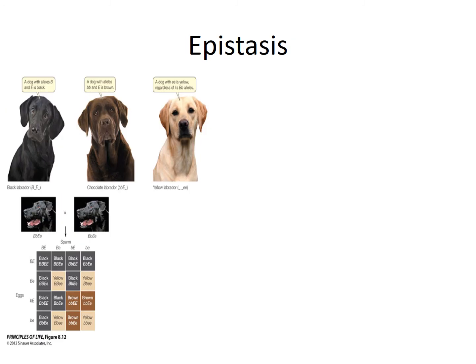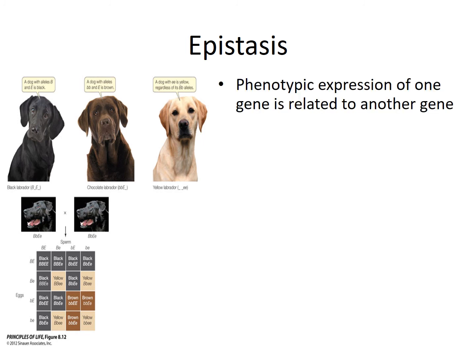Another issue that causes trouble with Mendel and his ratios is something called epistasis. Epistasis occurs when the phenotypic expression of one gene is controlled by another. A common example of this is in Labrador retrievers and dogs. The dominant phenotype would be the black lab. Black is going to be the dominant one. Brown or chocolate Labradors would be the recessive phenotype.